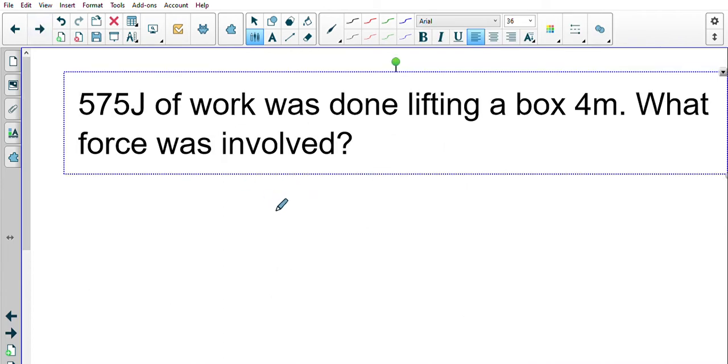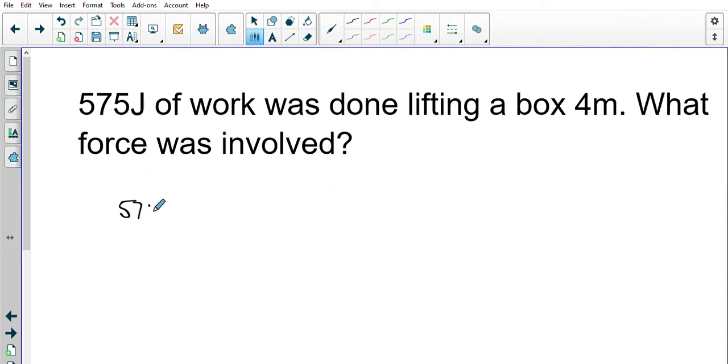All right, another question, another example. 575 joules of work was done lifting a box 4 meters. What was the force involved? All right, we have 575 joules. Well, what is joules? Energy, work. I thought work was newton meters. Oh yeah, newton meters and joules are the same thing. We can use them interchangeably. Then we have this 4 meters. Well, what do we measure in meters? Oh, distance. What was the force involved? Force. That's what we're looking for. All right, there we have our information.